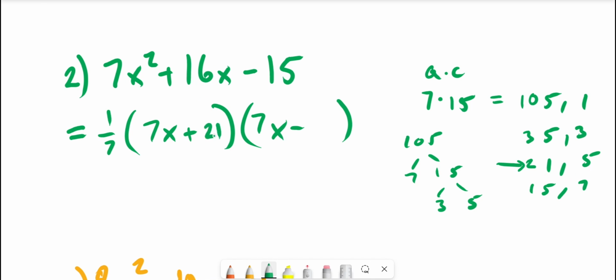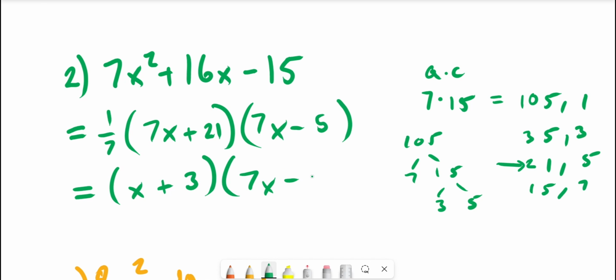So we put our 21 first, we put our 5 second, and we reduce. Notice I can't take anything out of this one, but I can take a 7 out of both of these terms. That's going to give me x plus 3, and this is going to stay 7x minus 5. You can FOIL this out, check that we get the above, but that's going to be our answer.